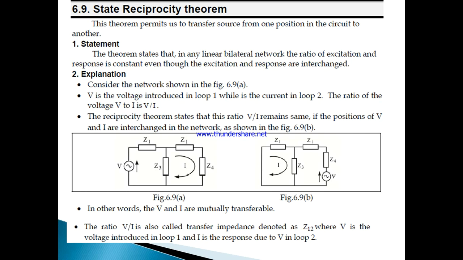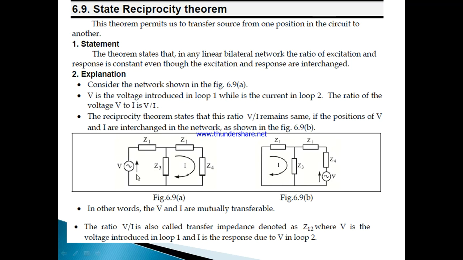Coming to the explanation, consider the network shown in figure 6.9a. V is the voltage introduced in loop 1, that is the source voltage, while we are interested in the current in loop 2. The ratio of this source voltage to the response current is taken as one quantity. According to the reciprocity theorem, the ratio of the source voltage to the response in the second loop, V by I, remains the same if the positions of V and I are interchanged in the same network.